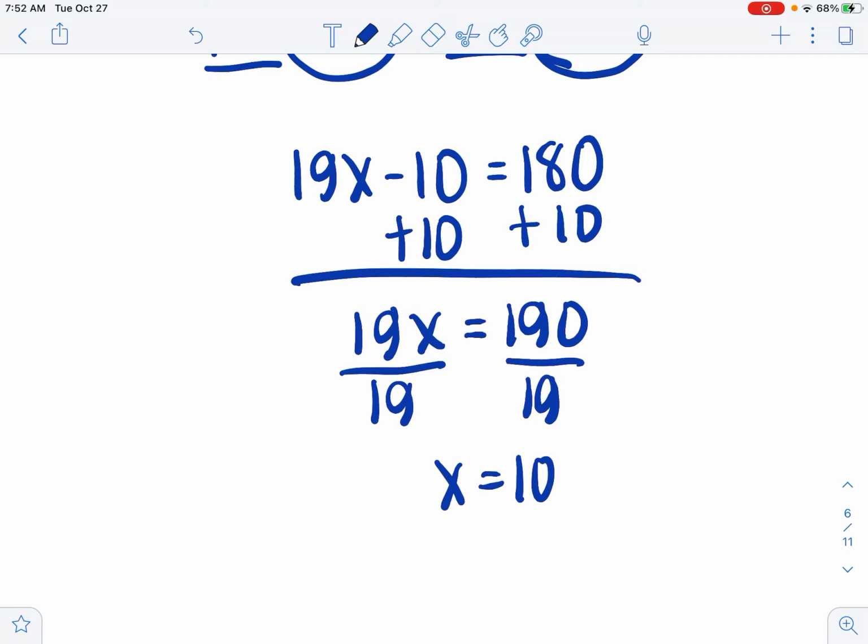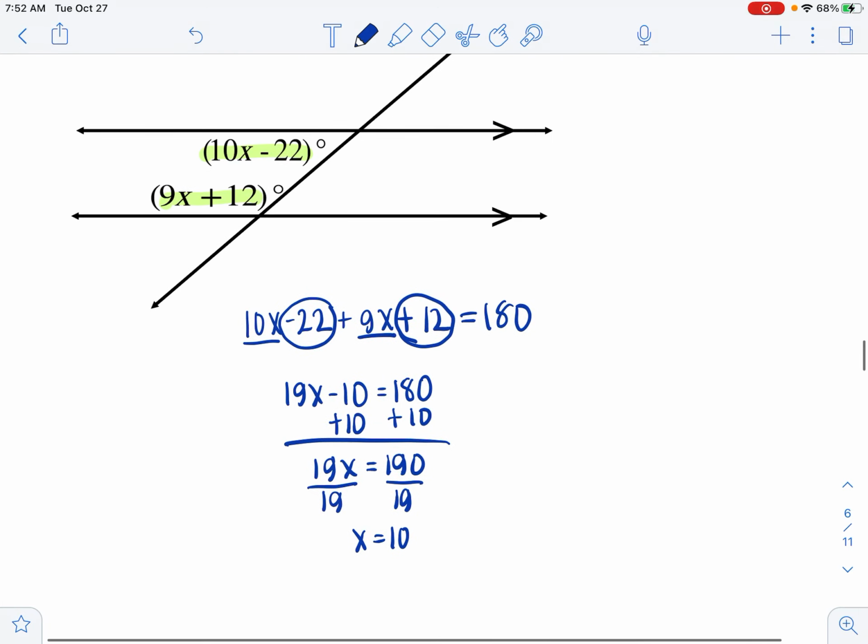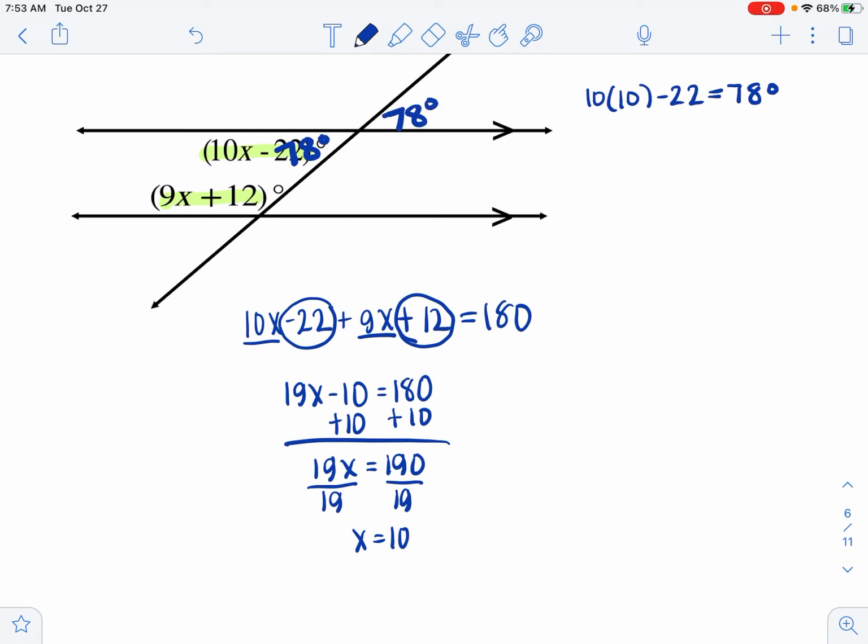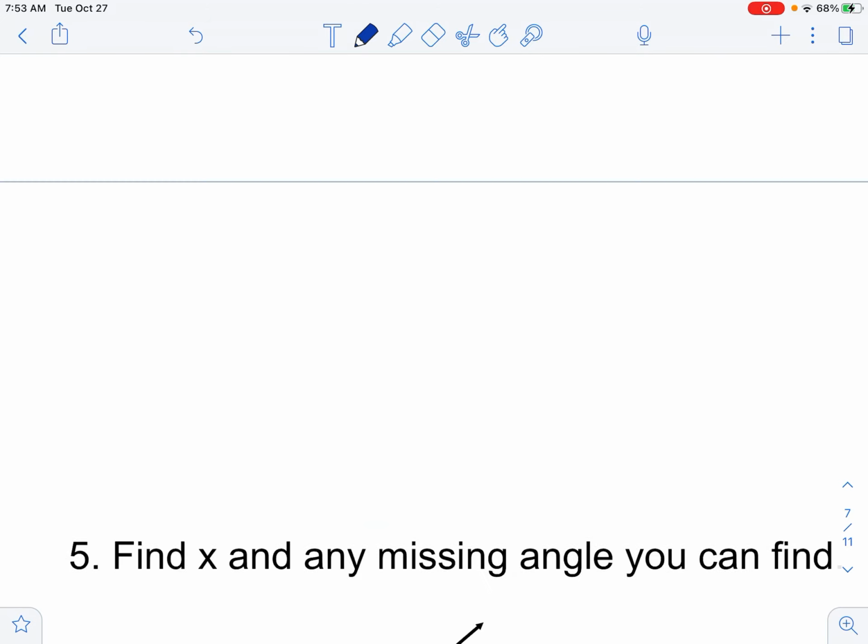All right, now that I know that x equals 10, I can go and find all my angles. So I'll start with the one that's 10x minus 22. So I'm going to do 10 times 10 minus 22. So that's 100 minus 22, which is 78 degrees. So this angle is 78 degrees. This angle is 78 degrees. I can do 180 minus 78, and I get 102. So this angle is 102, and this angle is 102.